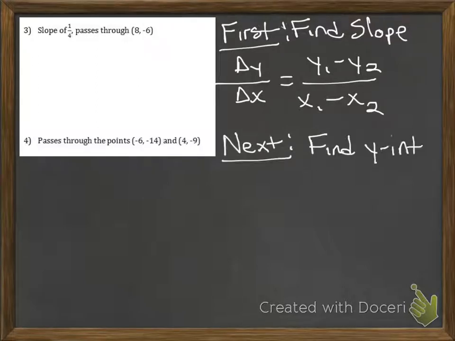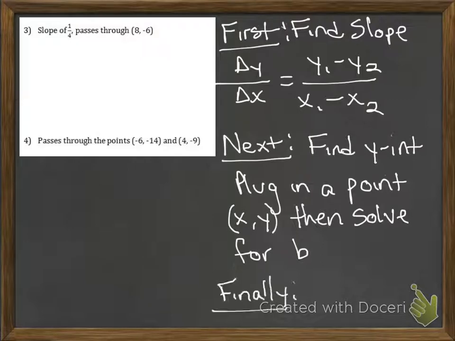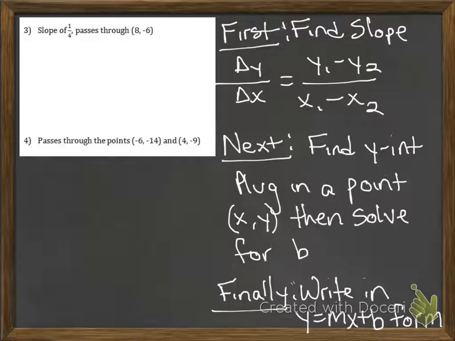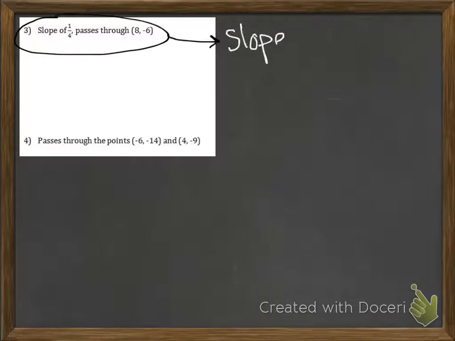After that, we find the y-intercept, and we can do that by plugging in one of the points that we know is on the line, and using the slope as well, and then solving for the b value. And then finally, once we have those two pieces of information, we have to write our rule in y equals mx plus b form. That'll be our final answer. So let's take a look at the first one.